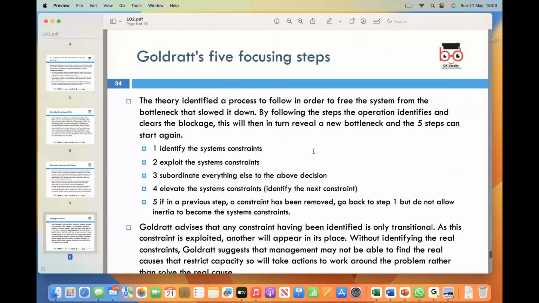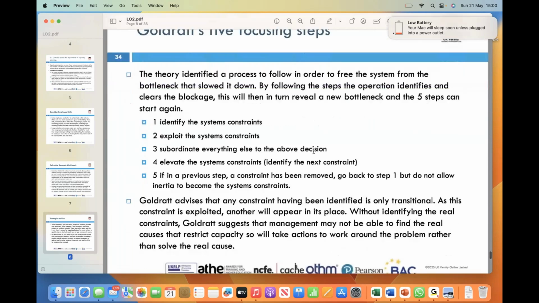four, evaluate the system constraints, and number five, if the previous step or constraint has been removed, go back to step one, but do not allow inertia to become the system constraint.